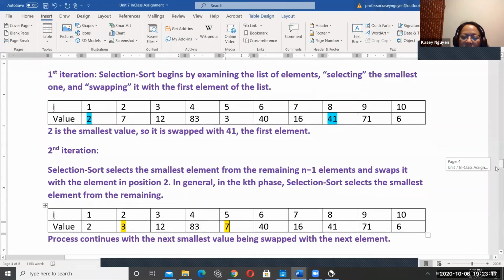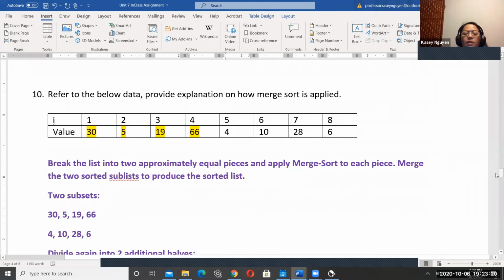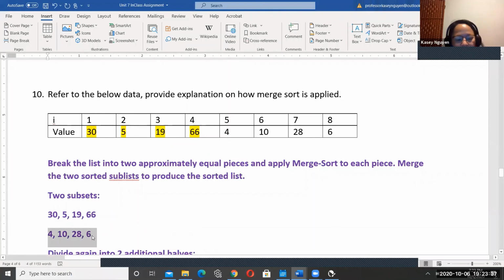So let's answer the next one. You're given data: 35, 19, 66, 4, 10, 28, and 6. Okay. So what we do is first we're going to take the list and divide it in half. So you have two subsets. 35, 19, 66, that's the left. On the right side, you have 4, 10, 28, and 6.